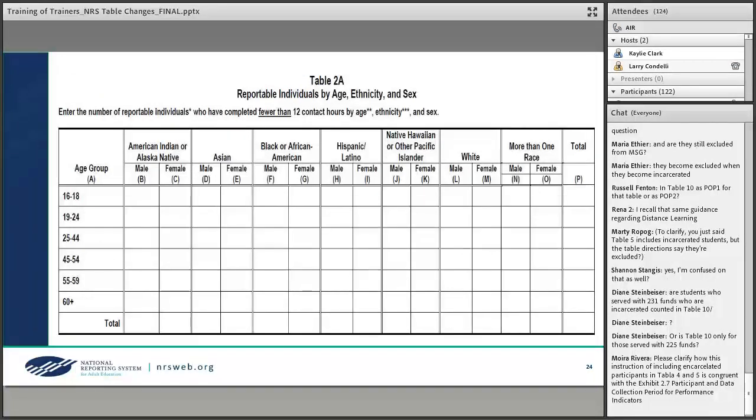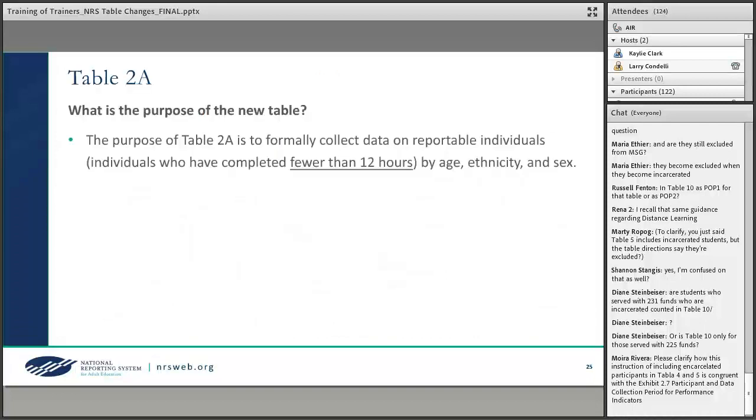Okay, this is a brand new table that will be required in 2019 reporting. It's reportable individuals by age, ethnicity, and sex. It is identical to Table 2. The difference is that this table will only include what's called reportable individuals. These are individuals that came to your program and had some contacts but stayed less than 12 hours. So anyone that stayed less than 12 hours, we'll be asking you to report on their age, ethnicity, and sex.